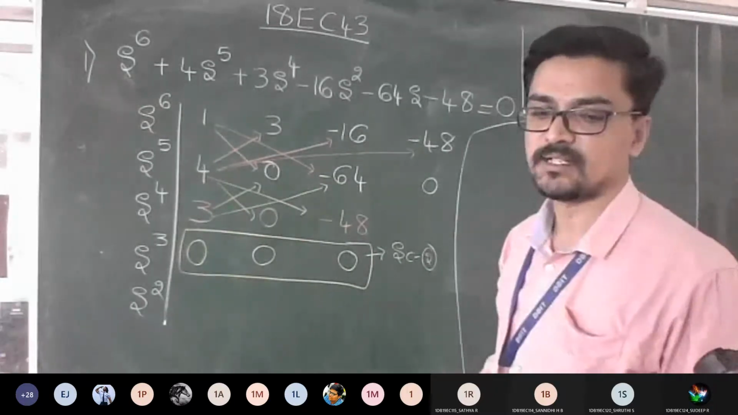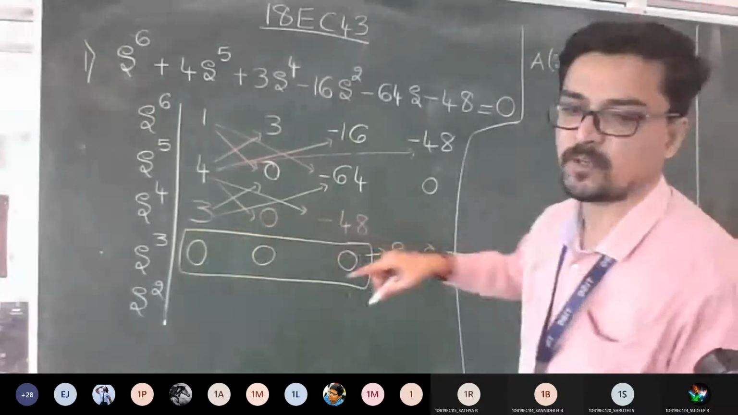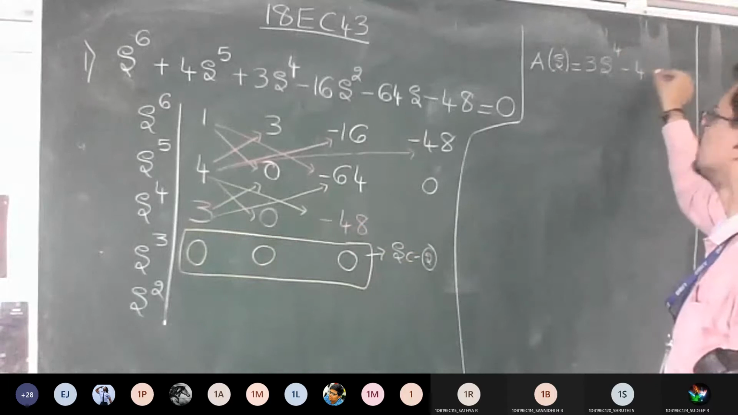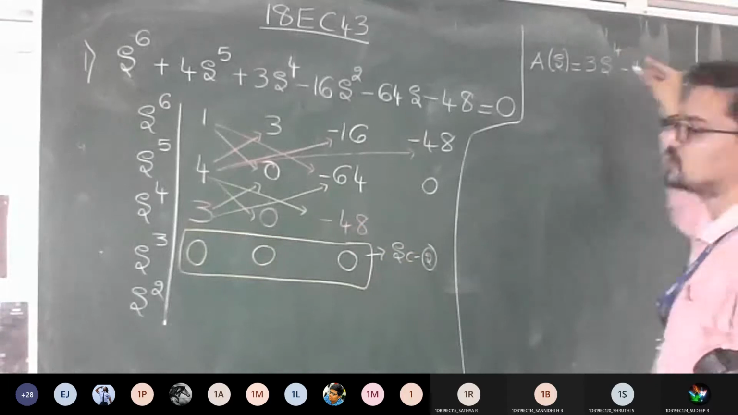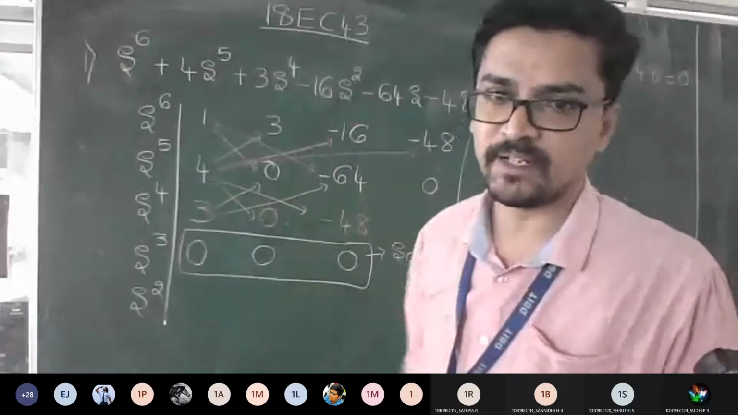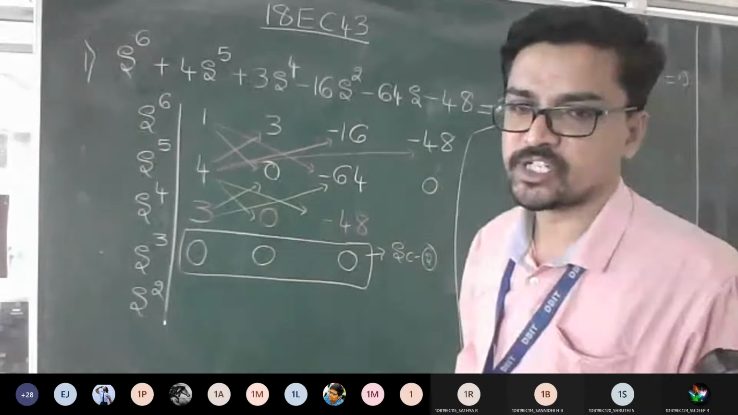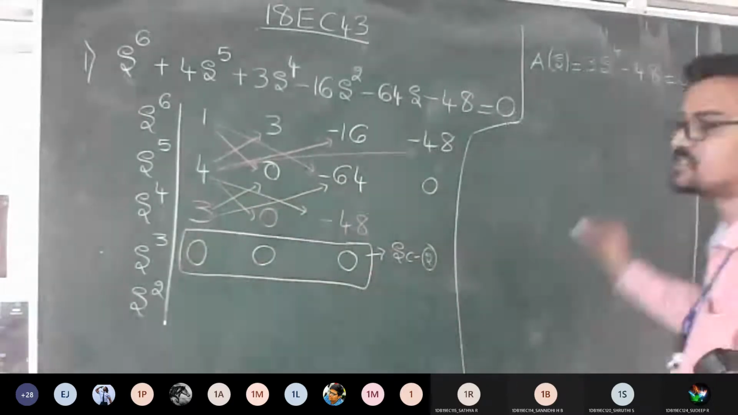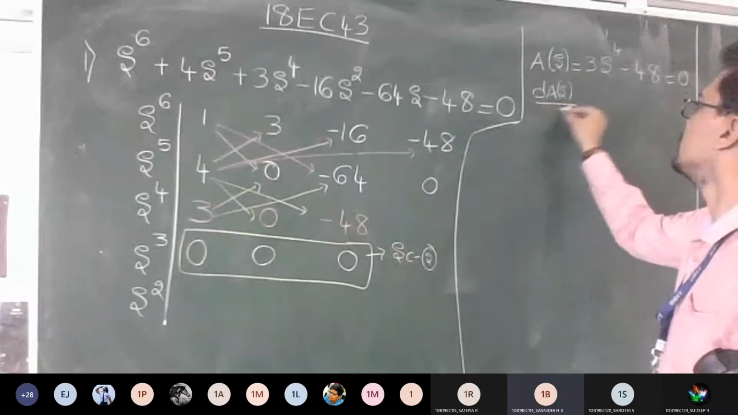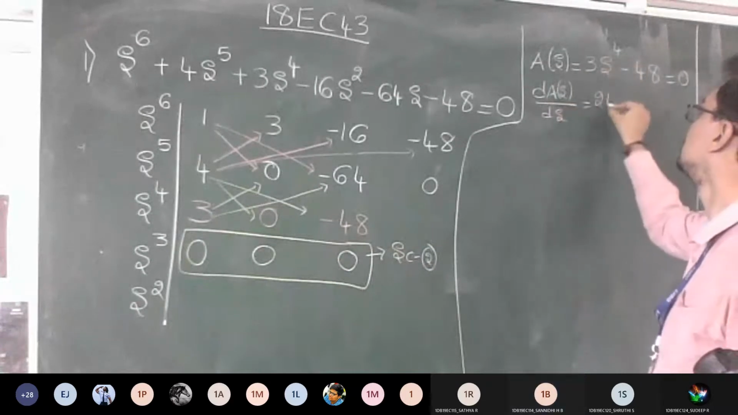So what is the auxiliary equation now? It's 3s power 4 minus 48 equal to 0. And I told you the hint that the auxiliary equation should always be of even order, right? Then what is step number 2? You need to differentiate that auxiliary equation. After differentiation, what is the answer you're going to get? dA by ds cube is equal to, so it is 24 s cube.